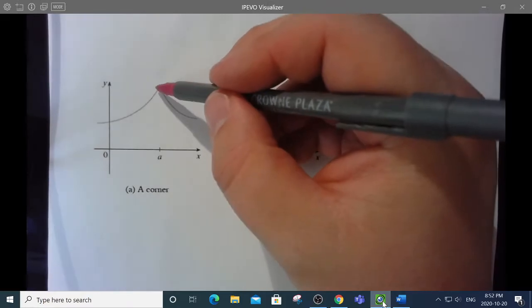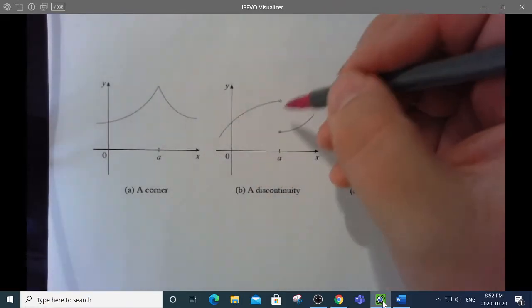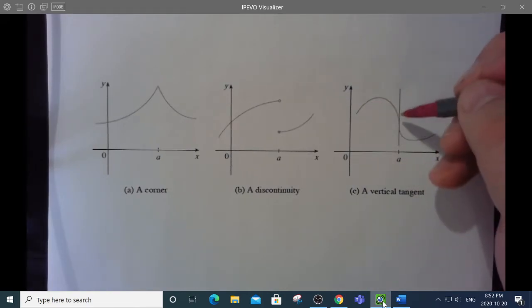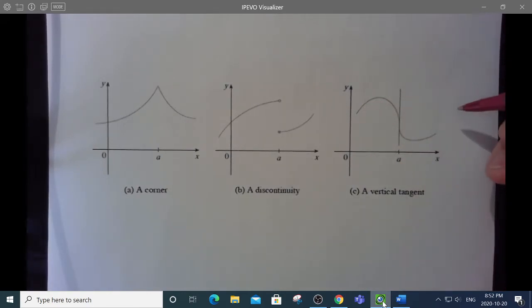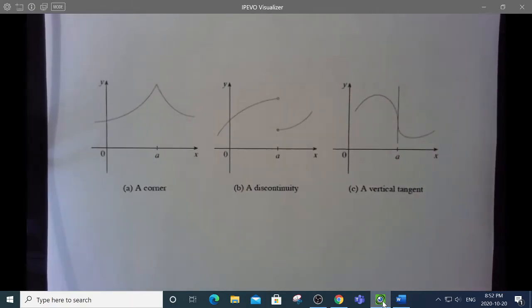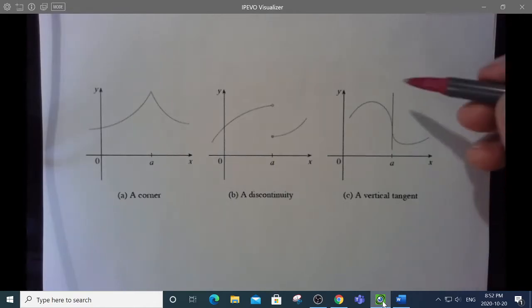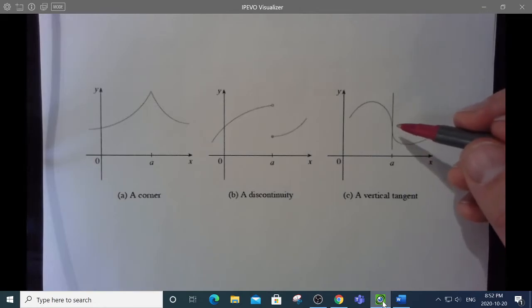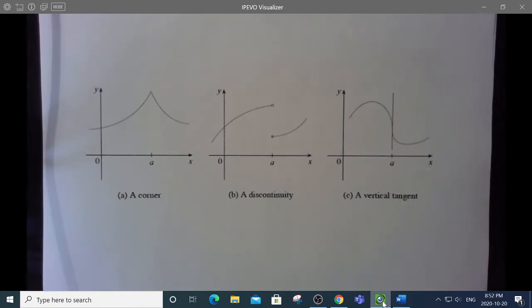The three types of places where you can't differentiate a function are when the function makes a corner or a discontinuity, remember those from last chapter? Or you get a tangent that is a vertical line. So say, for example, this was a circle at the point here where you'd have a tangent to the circle that's straight up and down, straight vertical. You cannot differentiate. You can't have a slope here. You would almost call this an infinite slope. And of course, infinity is not a number, so that's not a slope.